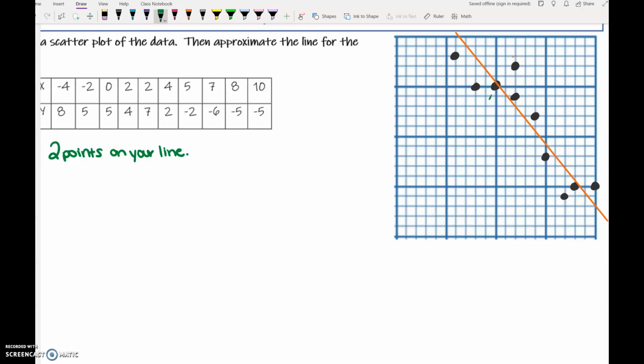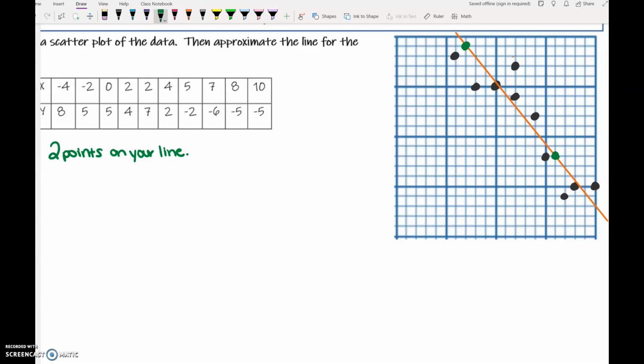So I am not going to pick this point because it's not actually completely on the line. The line just kind of skirts the edge of it. But I think this point right here is on the line. And then I don't want another point too close, because if I use this point right here, that's too close. That's going to skew what my slope is. I want something more down like right here.